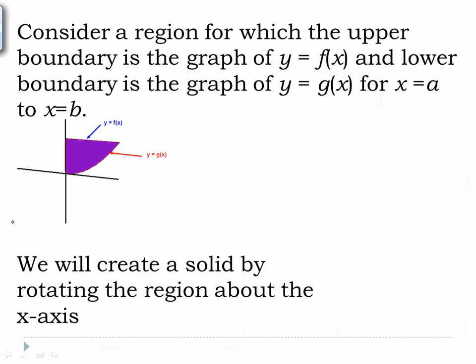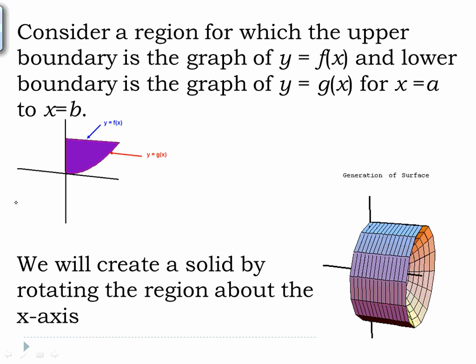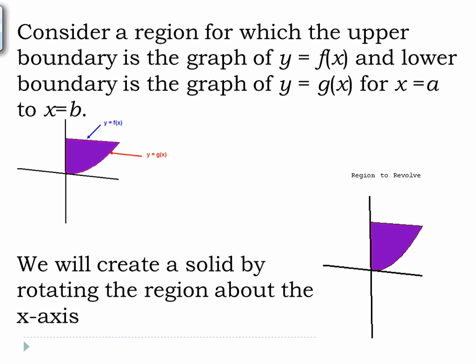Okay. So what's happening? Don't write any of this down yet. We're talking about an area. We know how to find the area of this region. If we draw vertical rectangles, we would take f of x minus g of x, right? Well, what we're going to do is rotate this around the x-axis until we get something that looks like that.